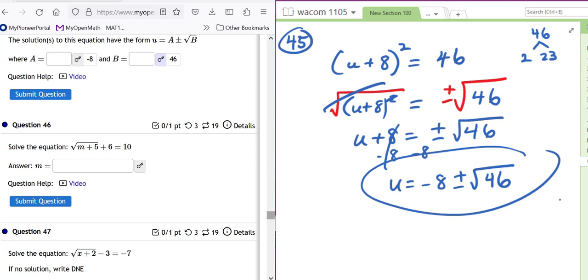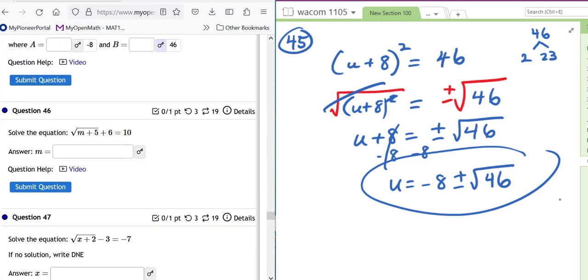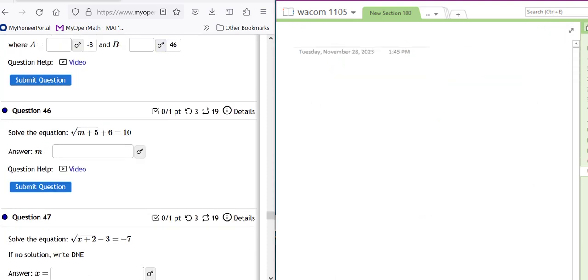All right, so we're moving out of quadratic equations. You don't want to mix the ones we just did up with the ones we're looking at now. All right, these are equations that have a radical.